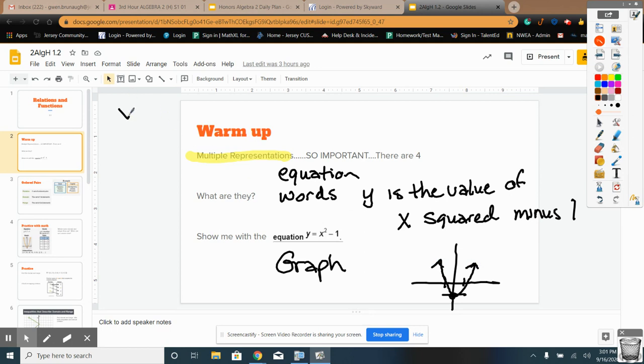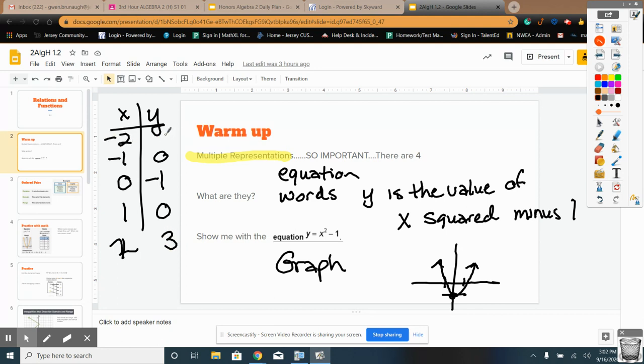You could also make an XY table. You can make the XY table first and then graph it. That might have been helpful. So if x is 0, 0 squared minus 1 is negative 1. 1 squared minus 1 is 0. Negative 1 squared minus 1 is 0. 2 squared is 4, and 4 minus 1 is 3. Negative 2 squared is 4, 4 minus 1 is 3.